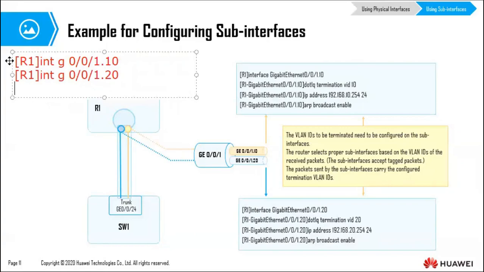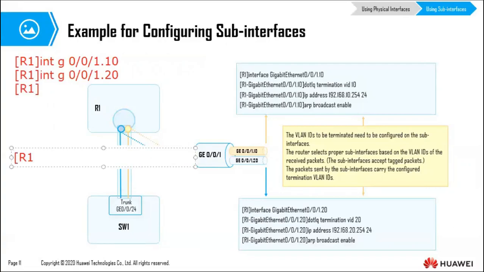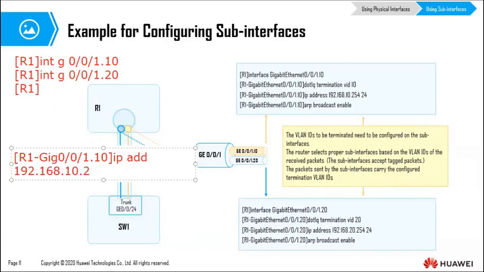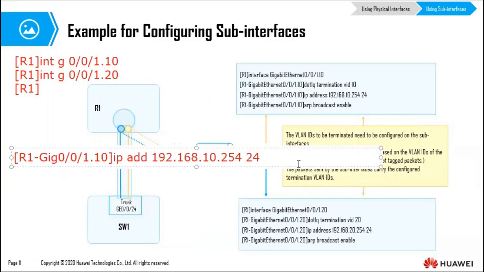Okay. After you've created a sub-interface, you'll get into the sub-interface view. So for example, you're in R1, so it will appear like gigabit 0/0/1.10. So you'll be on the sub-interface view. So once you've created a sub-interface, you can assign it an IP address just like any other interface, 192.168.1.254/24. So now this is what will be used as your gateway for that VLAN. This will be the gateway address for your devices on that VLAN.